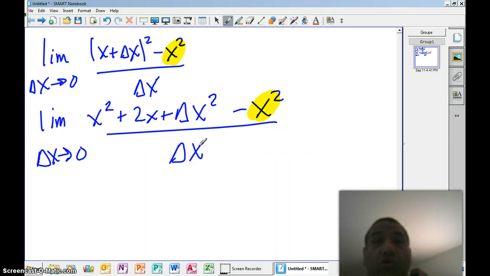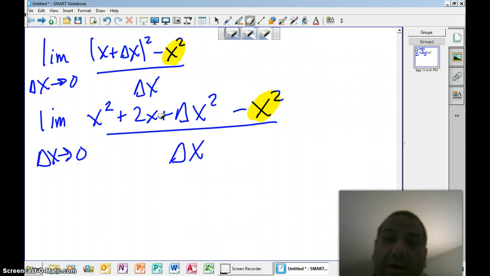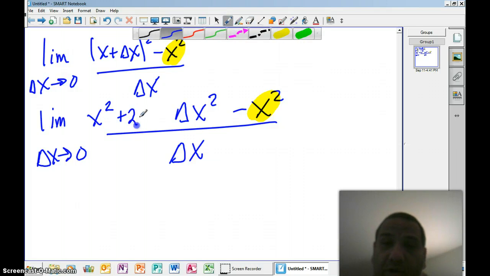I hope you know that shortcut that whenever you FOIL something, it's square the first, square the last, and double the inner product. So multiply x times delta x and double it. Oh, I didn't do that. See? You weren't here to help me or correct me. What would I do without you guys? 2x delta x. I might have even said it, but I wrote it incorrectly. Okay, we're back.